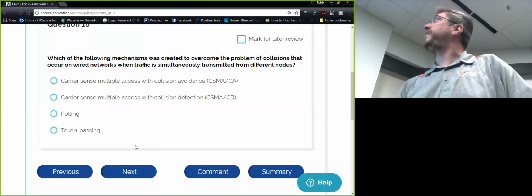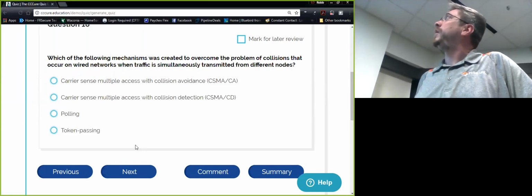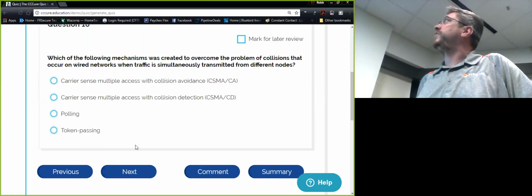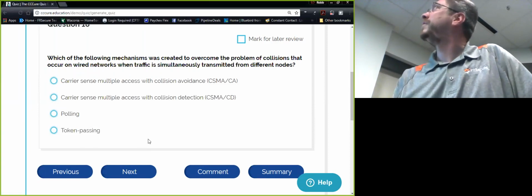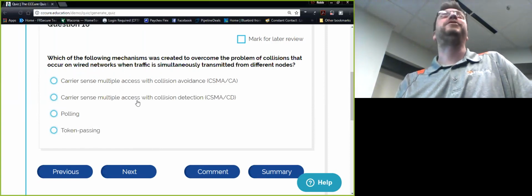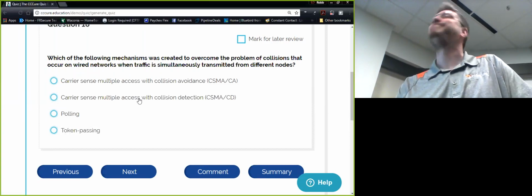Which of the following mechanisms was created to overcome the problem of collisions that occur on wired networks when traffic is simultaneously transmitted from different nodes? Well, I mean, it pretty well says it with collision avoidance. It's not polling or token passing. Collision detection is on wireless. Collision avoidance is on wireless. So it'd be collision detection.